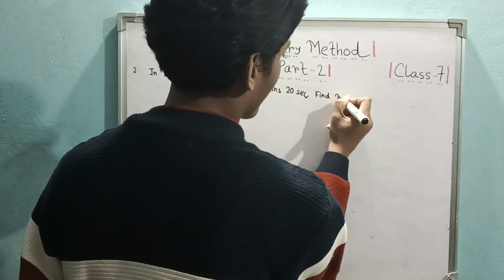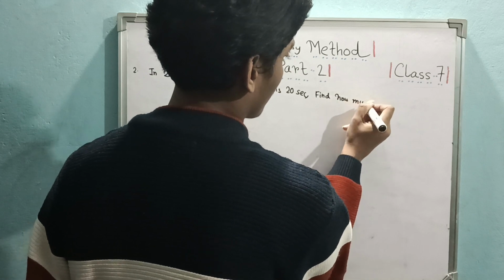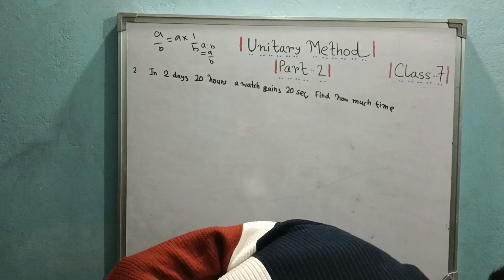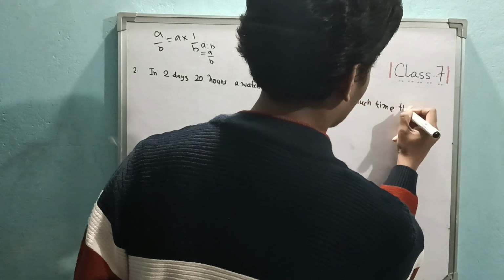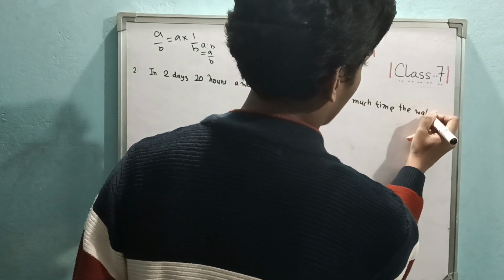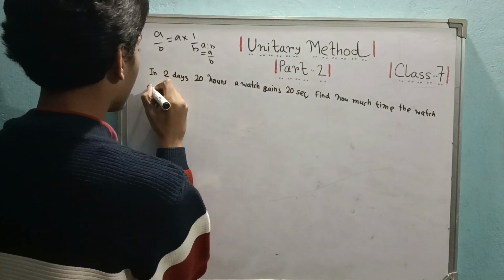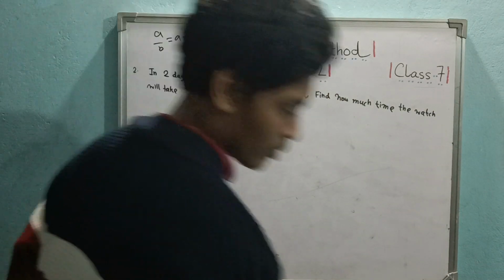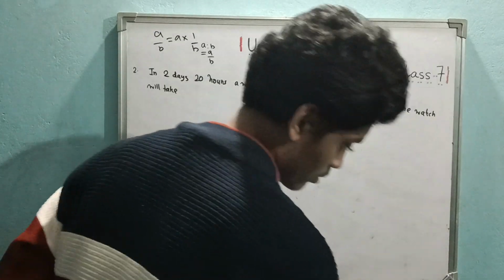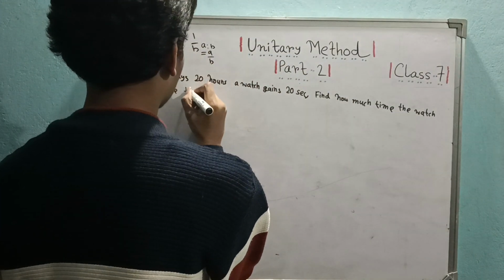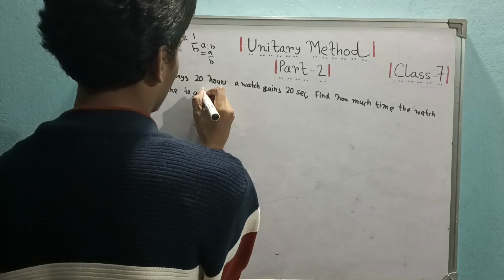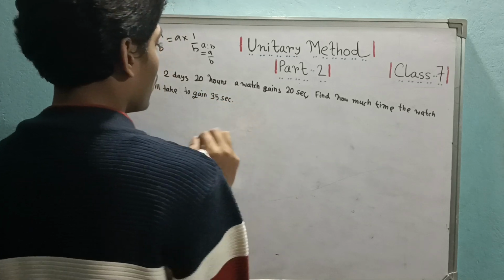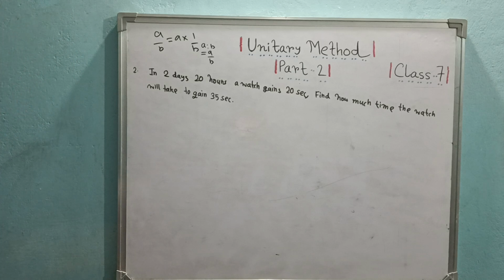Find how much time the watch will take to gain 35 seconds. So from here you figure it out first of all.